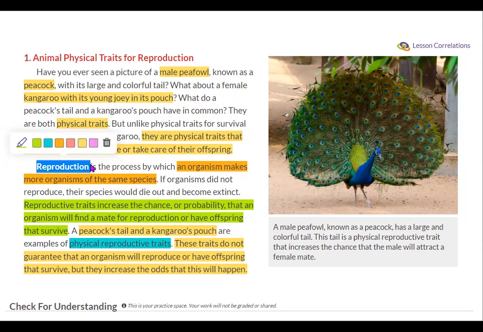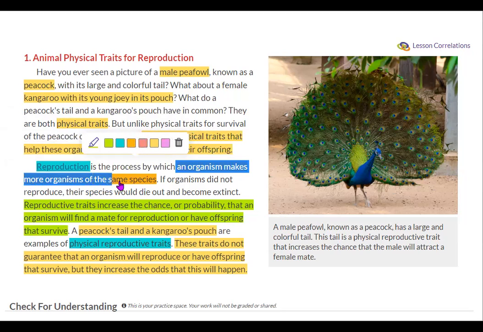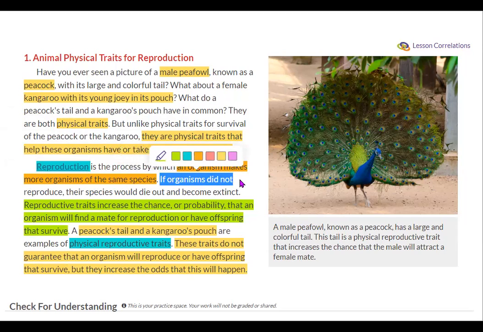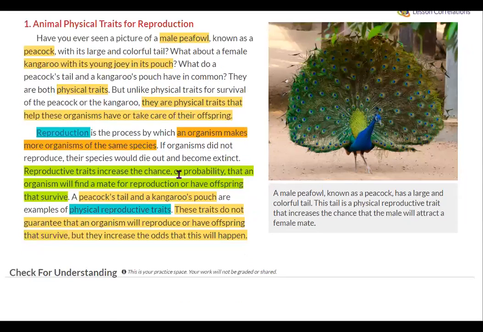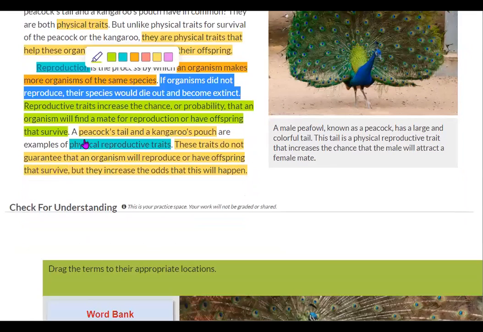Reproduction, for the purpose of this class, refers to the process by which an organism, a living thing, makes more organisms of the same species. Remember that only organisms of the same species are the ones that can reproduce with each other. For this reason, when a horse and a donkey mate and make a mule, they can't make future generations of mules because mules are infertile, or not fertile. If organisms did not reproduce, their species would die out and become extinct.